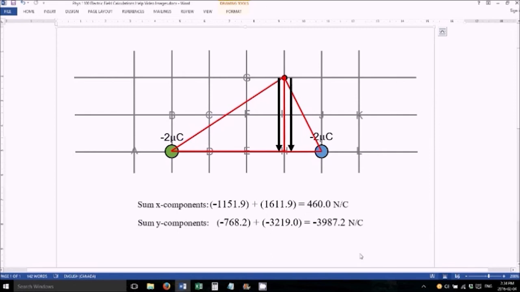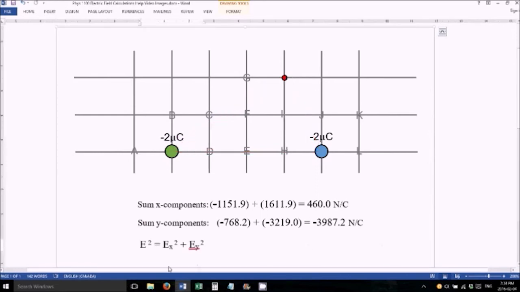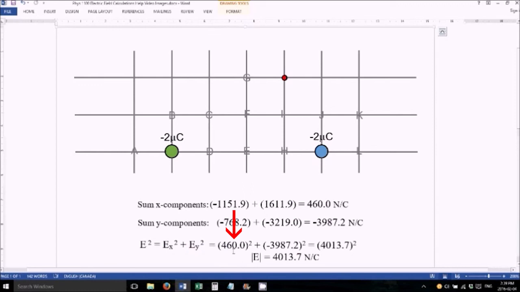So now we have to figure out what the magnitude is. So we'll just use Pythagoras' theorem for this again. So here's Pythagoras' theorem. It's just going to be the x component squared plus the y component squared, and then we take the square root to get the total magnitude of the electric field due to both charges at the red point. So plugging in our numbers gives us 460 squared, plus negative 3,987.2 squared, and that gives us a final answer of 4,013.7 newtons per coulomb. So that's the magnitude of our total electric field due to both charges at the red dot. But we aren't quite done even still.